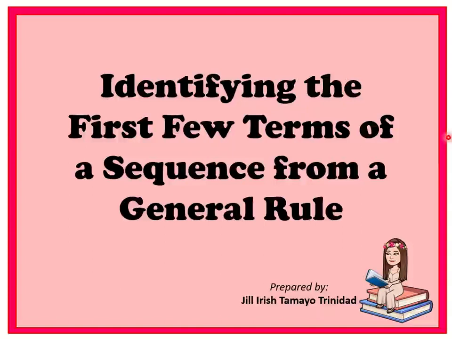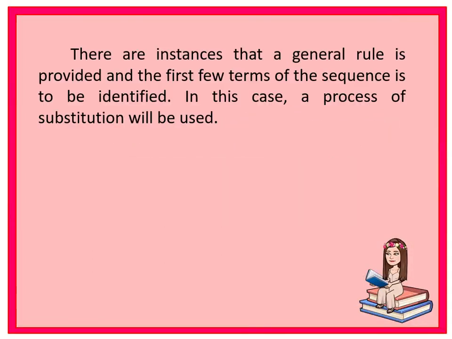Discussing identifying the first few terms of a sequence from a general rule. There are instances that a general rule is provided and the first few terms of the sequence are to be identified. Ang sabi daw, yung general rule ay ibibigay sa atin at tayo naman ang kukuha ng first few terms nung sequence na yon. So, kapag ganun ang gagawin, a process of substitution will be used. Substitution. Ibig sabihin, magsa-substitute lang tayo.